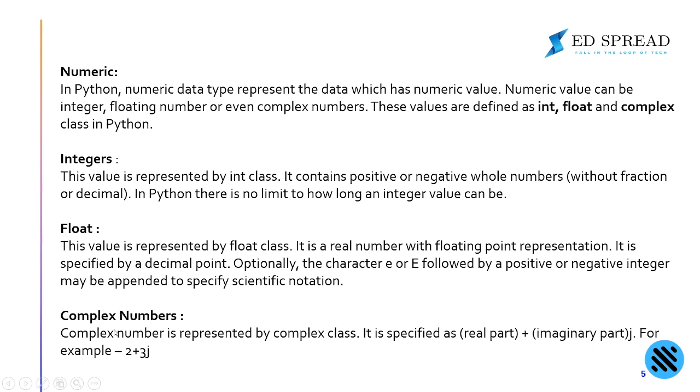And complex number you might have studied in your schools or your higher schools. Complex number is nothing but the real part and imaginary part of a number. Okay, for example, it can be -2 plus 3j. J is nothing but the imaginary part. Okay, so that is complex number.